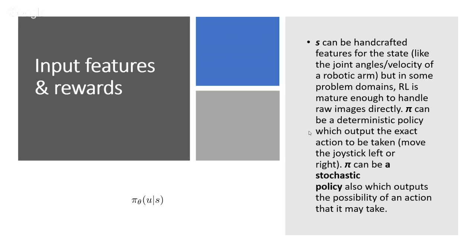So now we get on to input features and rewards. The state S can be handcrafted features, like joint angles and velocity of a robotic arm. In some problem domains, RL is mature enough to handle raw images directly. Pi can be a deterministic policy, which outputs the exact action to be taken, such as move the joystick left or right. It can also be a stochastic policy, which outputs the probability of an action that it may take.